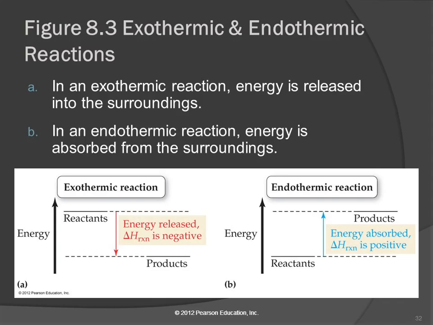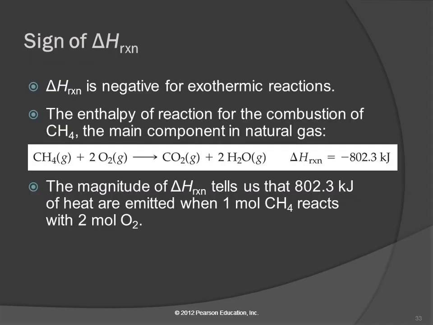Because energy is conserved. It doesn't just appear and disappear. It had to come from somewhere, and it has to go somewhere. In an endothermic reaction, the reactants start out at lower energy. Energy comes into the system, a positive energy flow, and the products end up at higher energy. So delta H of reaction is negative for an exothermic reaction.